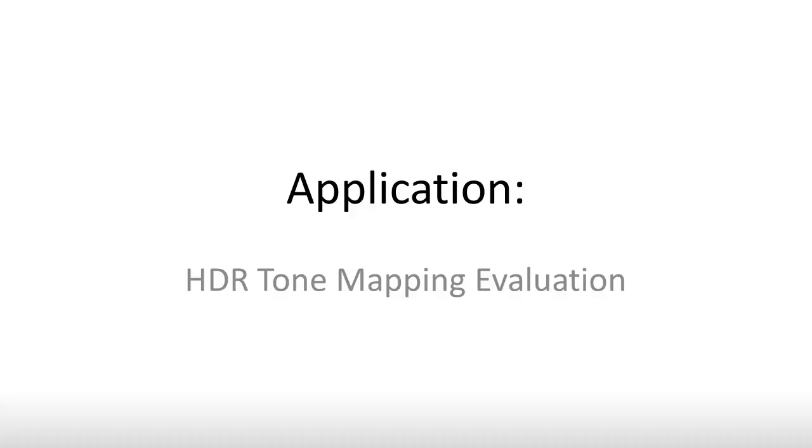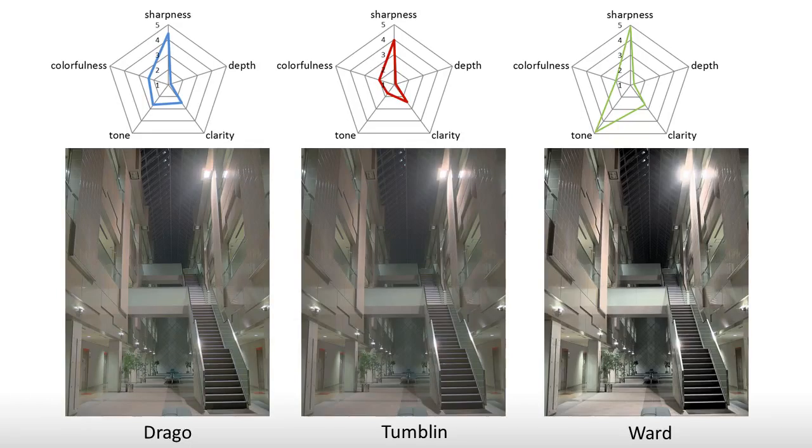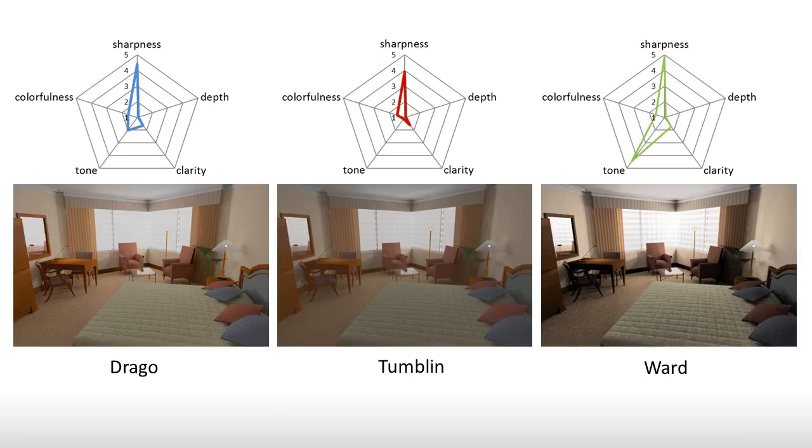Our method can also complement current objective tone mapping evaluation methods from an aesthetics perspective. Instead of comparing the tone-mapped images with reference HDR images, our method directly evaluates tone-mapped images produced by the operators Drago, Tumblin, and Ward. We use images generated by the authors of the tone-mapping operators using their own set of parameters. A comparison of the aesthetic signatures showed that the results of Drago and Tumblin are quite similar, whereas Ward's operator results in higher sharpness and tone ratings. The same trend continues when we evaluate other images.